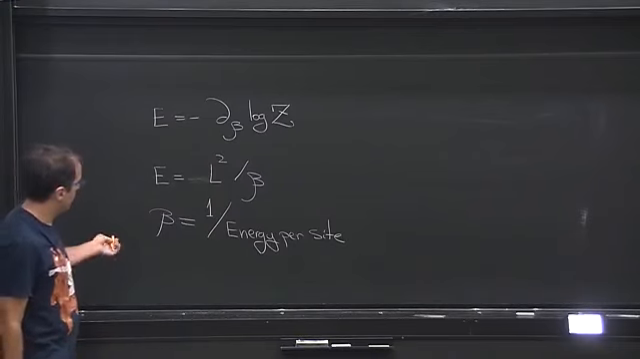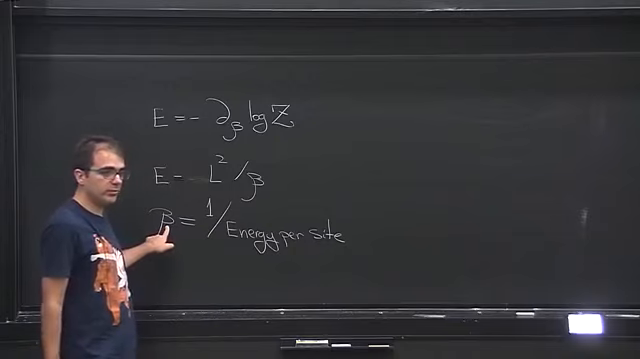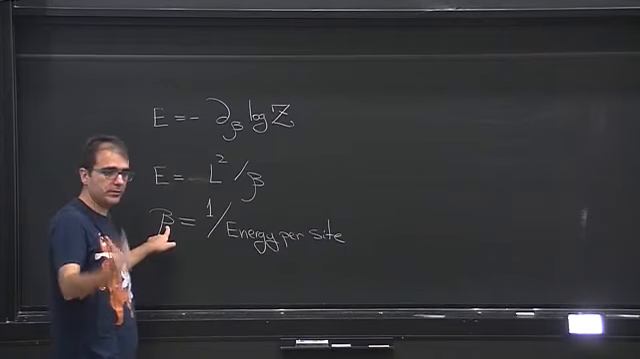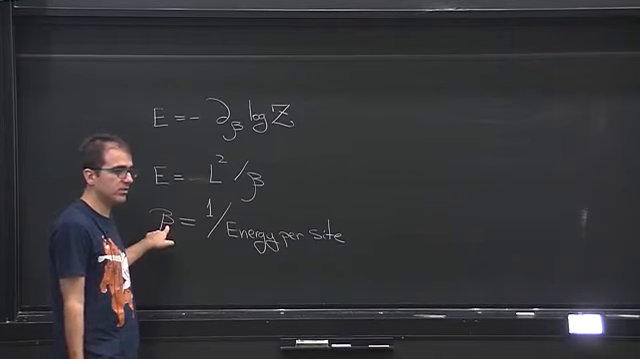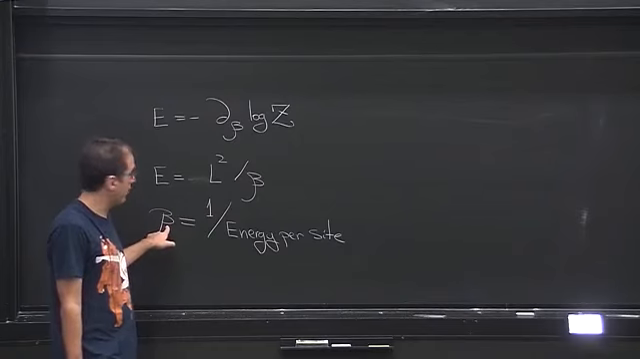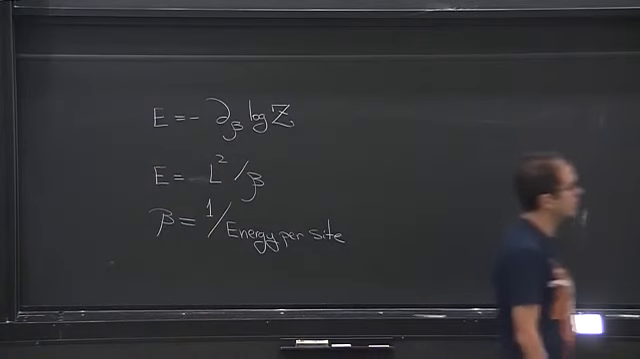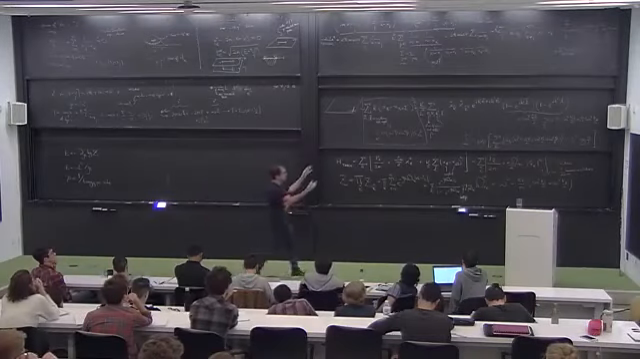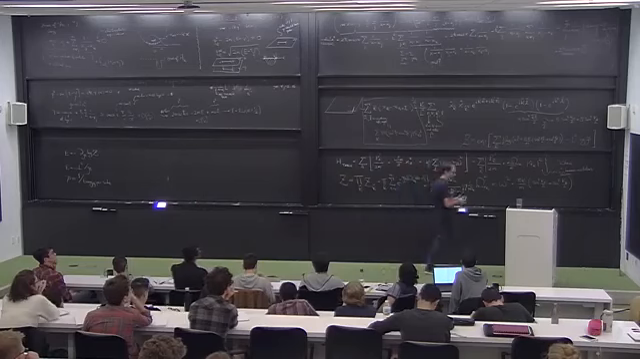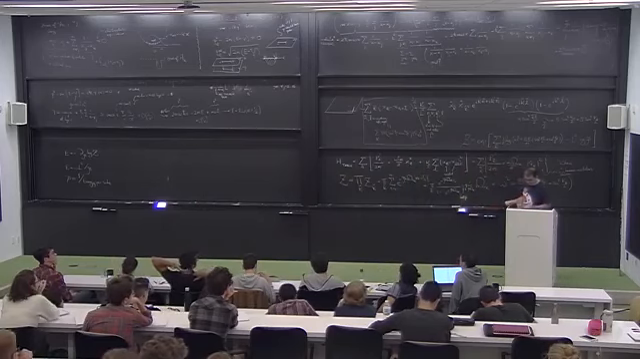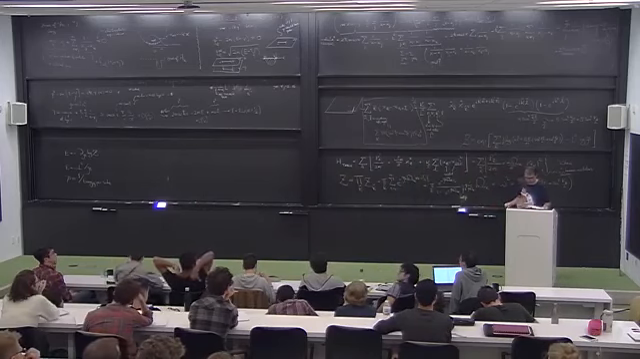So we know what beta will be. Beta will be the inverse of the energy that we give the system, 1 over the energy per site. And once you know what beta is, we know what the partition function should be, and we could try to compare this with thermalization.